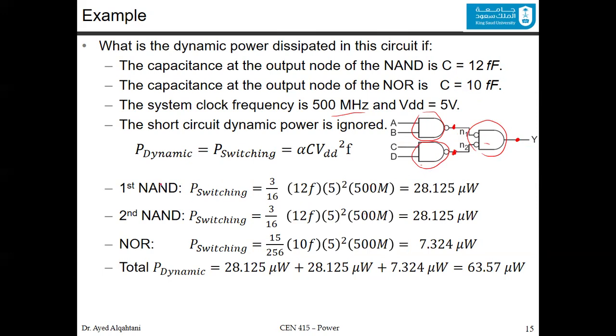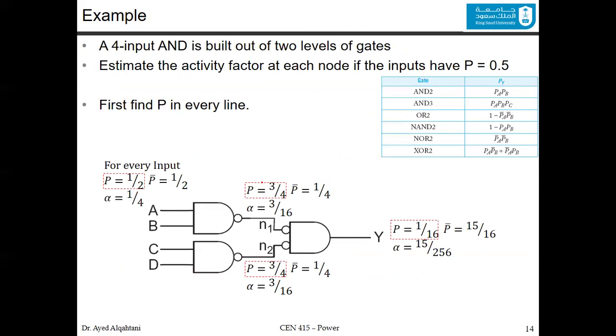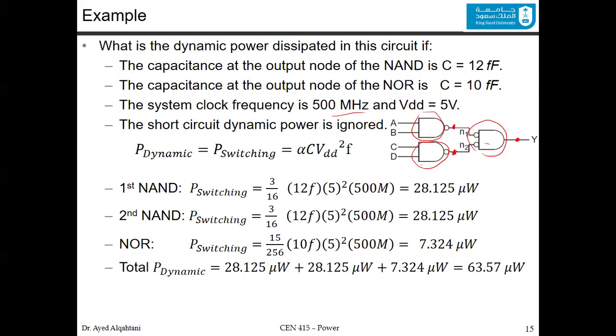So the activity factor for the first NAND is, as we calculated, 3 over 16. And we found 3 over 16 over here. It's 3 over 16, 3 over 16. And for this one it is 15 over 256. So you just plug it in. This is the activity factor for the first NAND, for the second NAND, and this one for the node. Now, the capacitance associated with the NAND, we said, is 12 femtofarad. It was given to us. The VDD squared is 5 squared, and the frequency is 500 megahertz. So it's a matter of calculation.